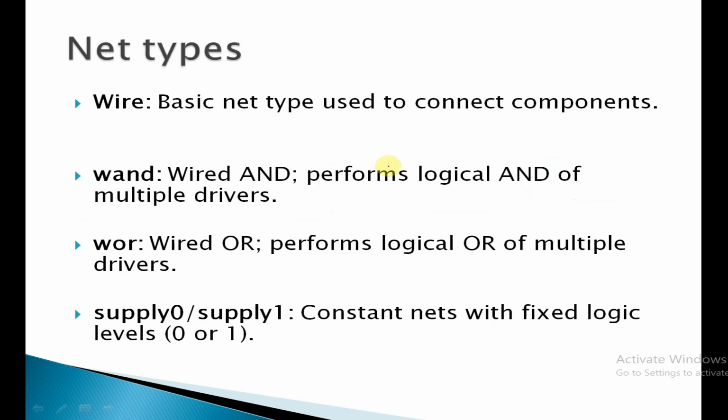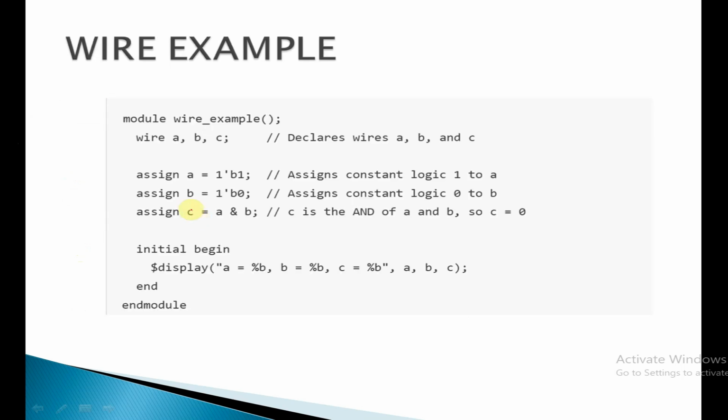And in net, there are several other nets classified into several data types. First one is wire, followed by wand, followed by wor, and supply0 and supply1. Okay, let's see one by one what these are. First one is wire.